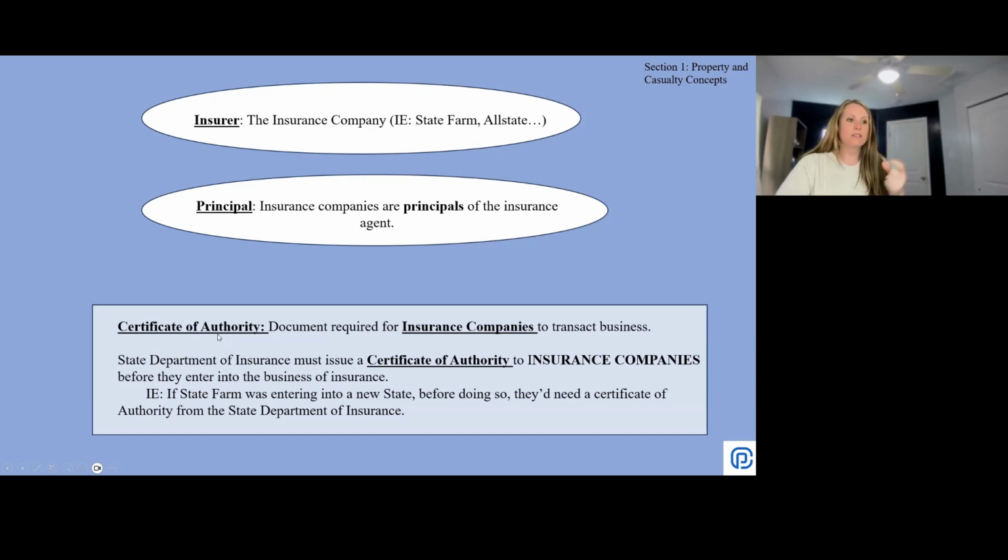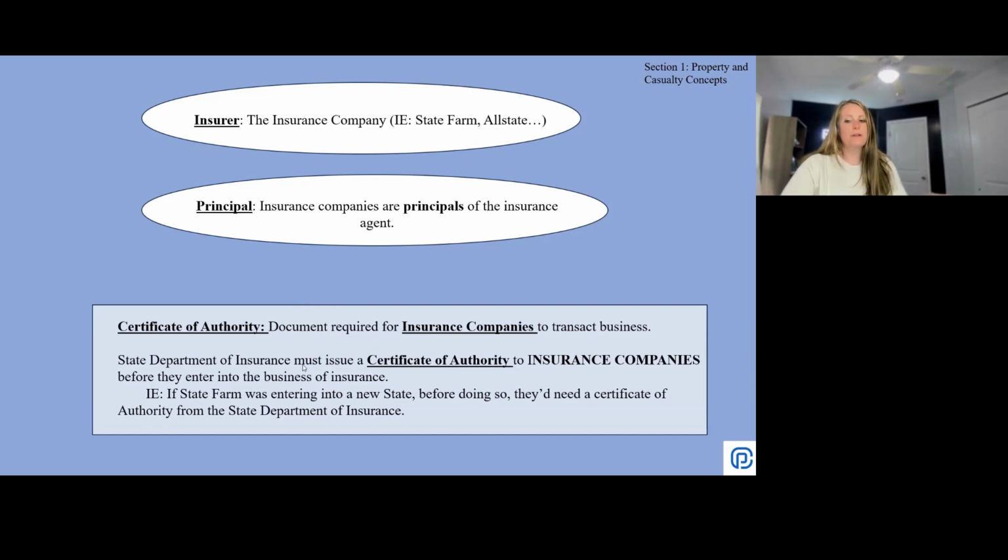So these are the types of things you want to look out for on the exam. All these terms start to blend together after a while, so you really want to pay close attention to the differences in the terms. An individual needs their license and an appointment. Insurance companies, however, need the certificate of authority, which again is similar, but for the company. That's a document that's required for insurance companies to transact business.